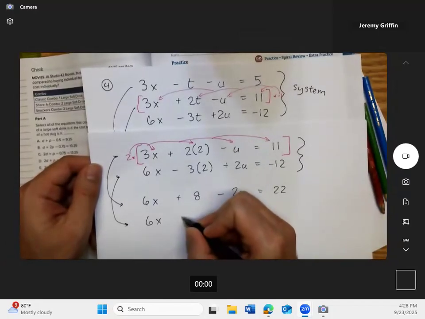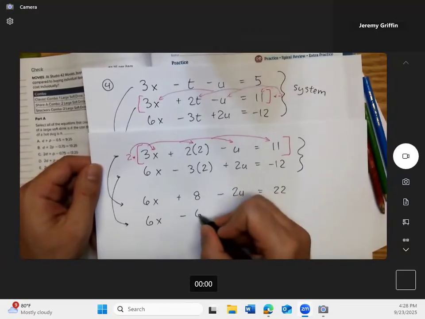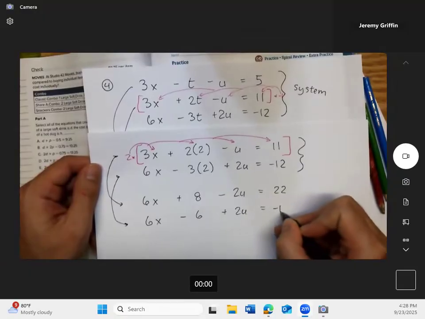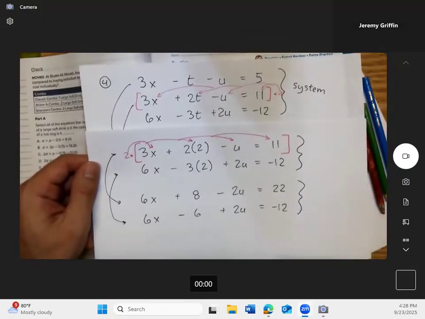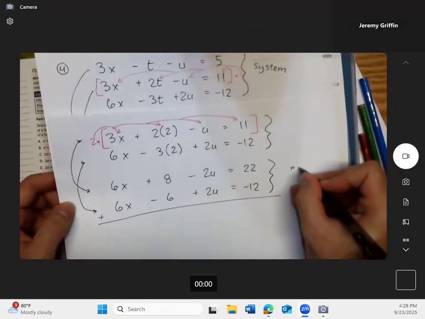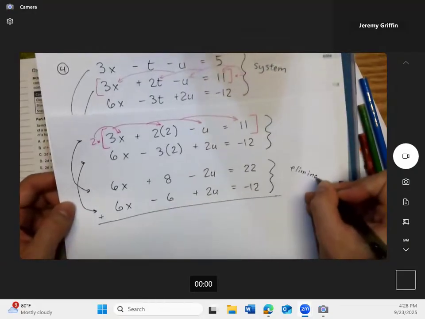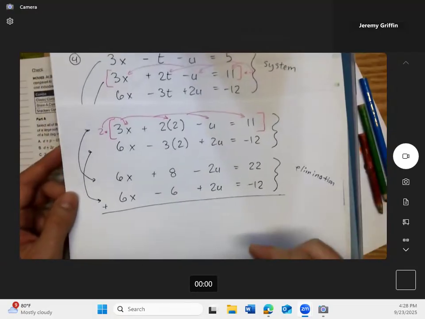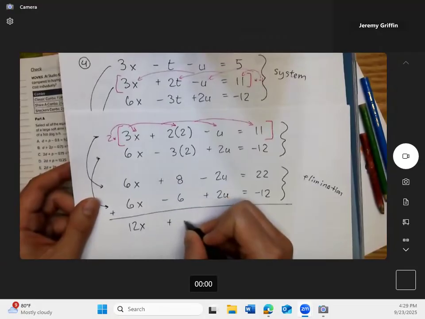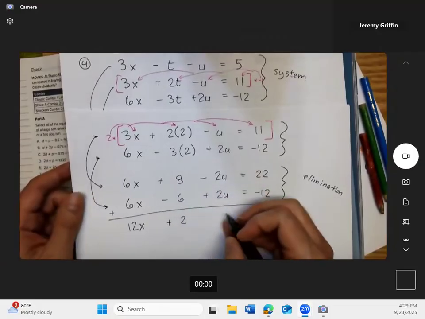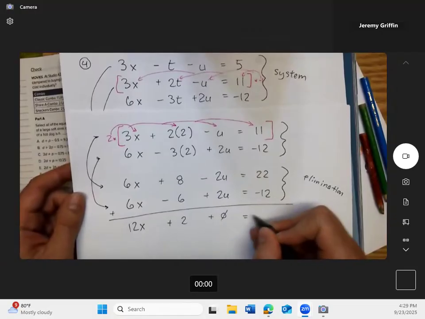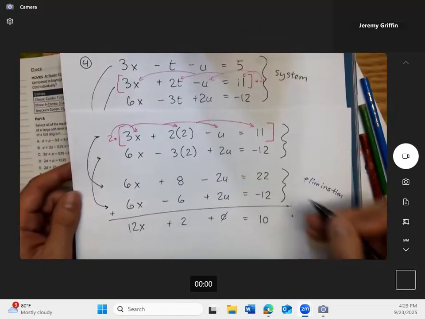Is 6x minus, well, 3 times 2 is 6. I'll just call it 6, right? And then plus 2u equals -12. That's just there. That's the same system. Now I'm setting this up for another elimination. So add these together. That's 12x. Now this would be plus 2 right here. 8 minus 6 is 2. The u's go away. And then this comes out to 10, doesn't it? 22 minus 12 is 10.